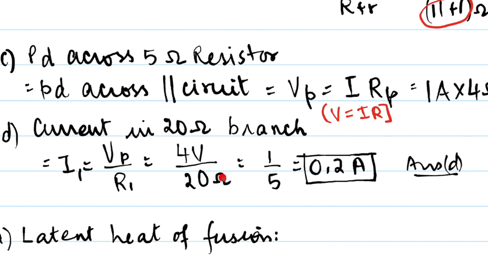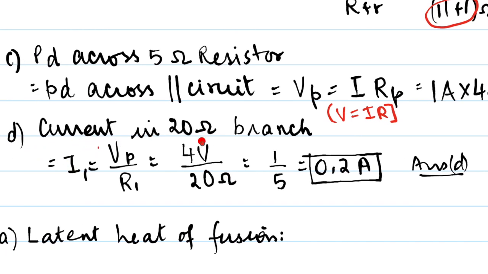And then we come to the D part, where it is asked current in 20 ohm branch. So that will be I1 equal to Vp upon R1, because we know that V is equal to IR, and therefore you will have I equal to V upon R. So we can write here I1 and R1. It doesn't matter whether you write I2 here or R2 here. That's perfectly fine. So 4 volt upon 20 ohm, and that is 4 ones and 4 fives, that is giving us 1 upon 5, that is 0.2 ampere, and that is our answer D, and that gives us our 1 more mark. So we got 4 full marks.